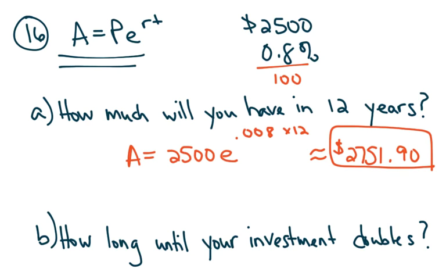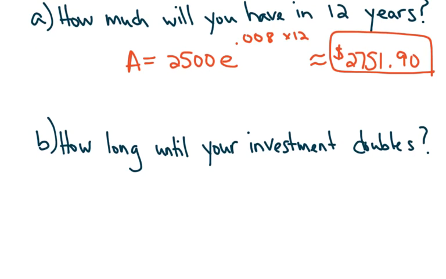How long until your investment doubles? Well, you know that when your investment doubles, you'll have $5,000. So now you just want to solve for t. Nothing else changes. So first you would divide by 2,500, and hey, look, you get 2.